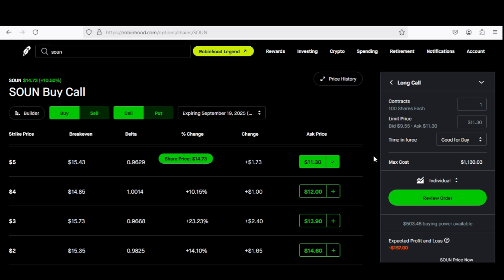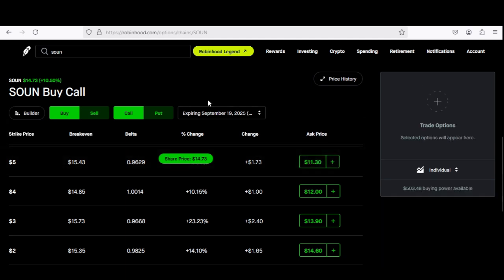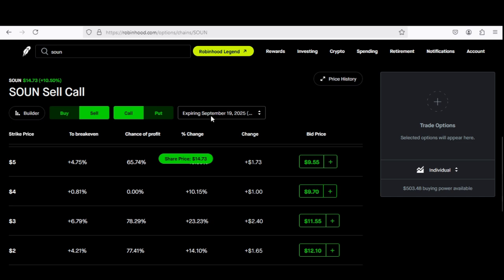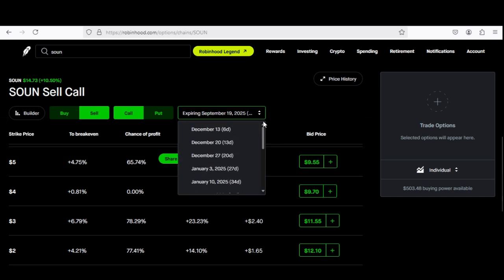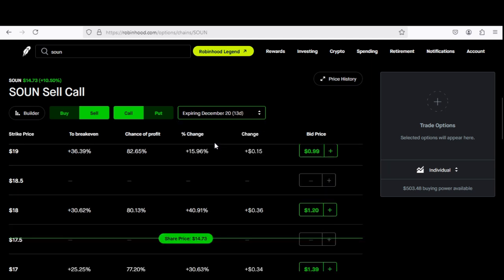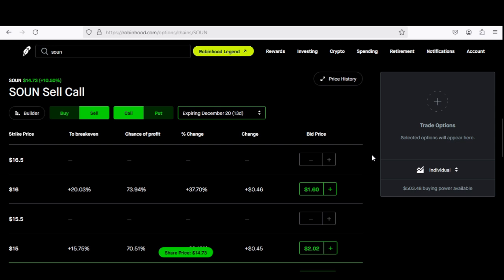So let's go. I did say there's going to be 3 different option strategies that will be implemented. So that's number 1. Number 2, we're going to go out of this one, and now we're going to go over to sell and call. Now we're going to choose an even closer strike date. I'm going to choose December 20th, which gives me around 13 days. So let's go ahead and select that.